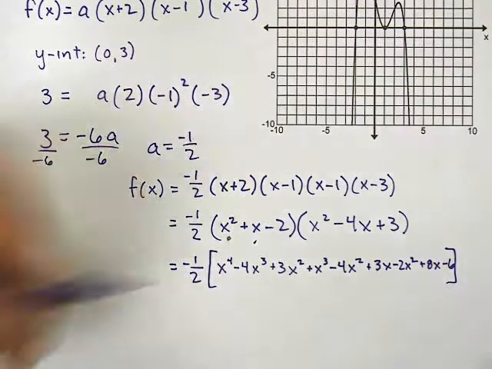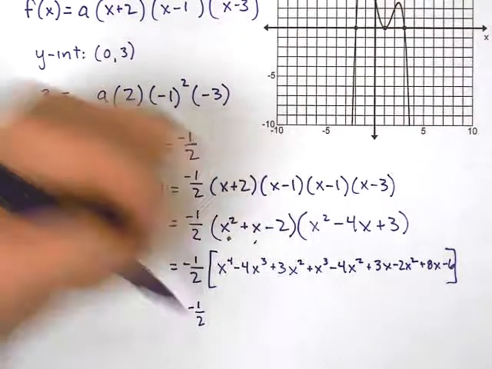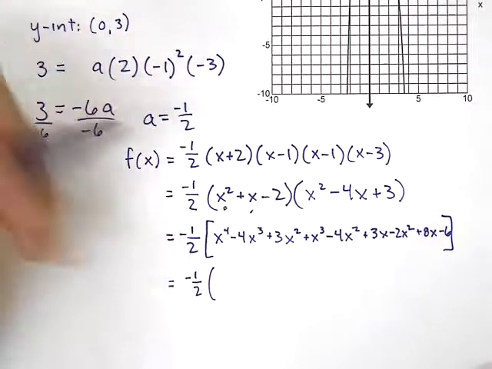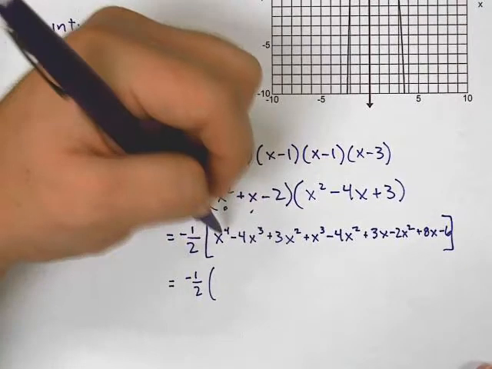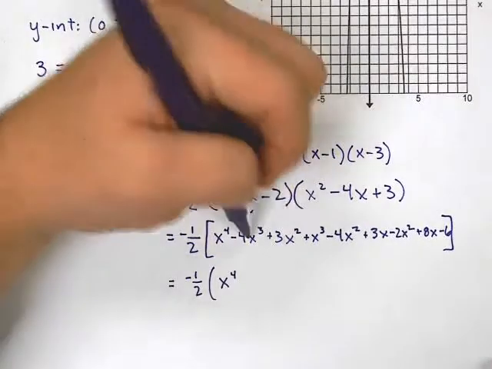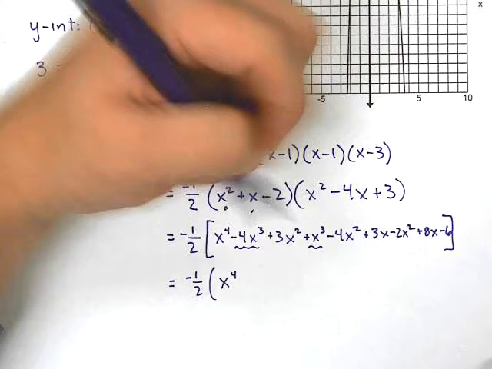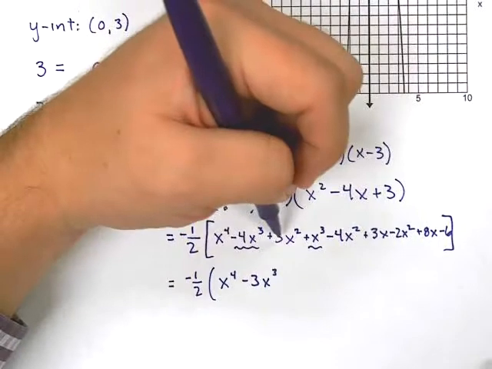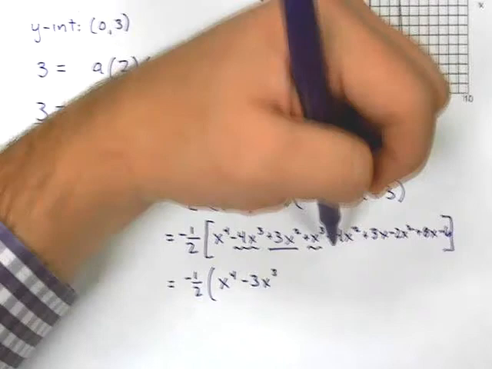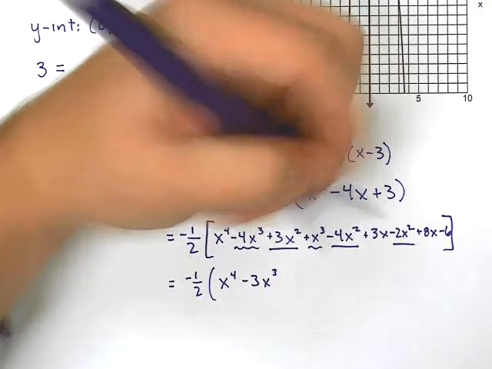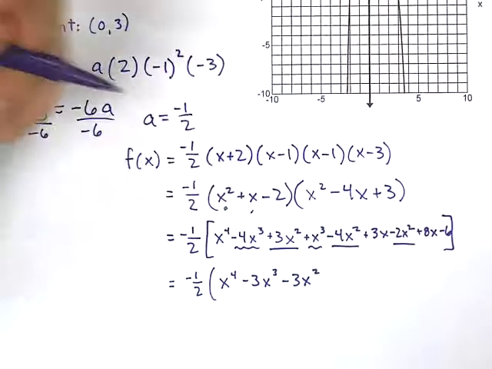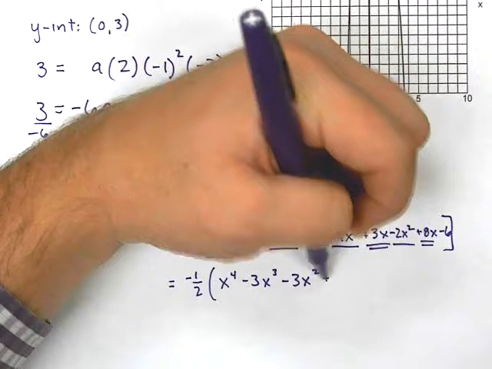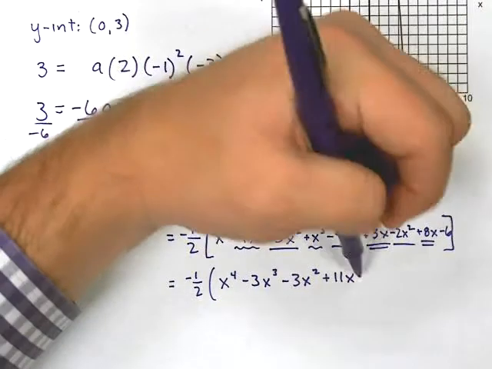Okay. Before we worry about the negative 1/2, please combine all like terms. It's just going to make it easier. Okay, so let's take a look at this. I guess I really didn't need the square brackets. x to the fourth, that's the only x to the fourth, so that's good. I see a couple x cubes, so let's see here. What do we got? Negative 3x cubed. Then if I look at my squareds, so negative 1, negative 3, negative 3x squared. I have a couple of x's, so that's plus 11x, and then lastly, this one on its own, negative 6.